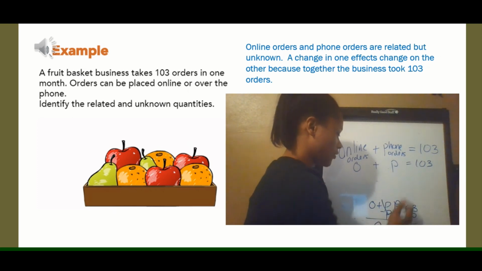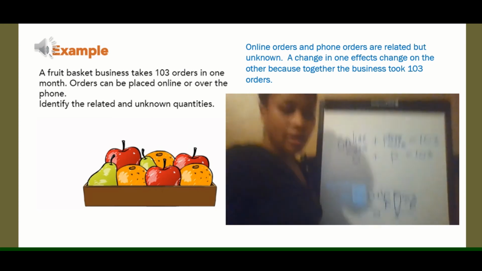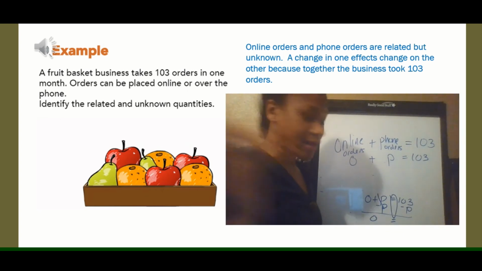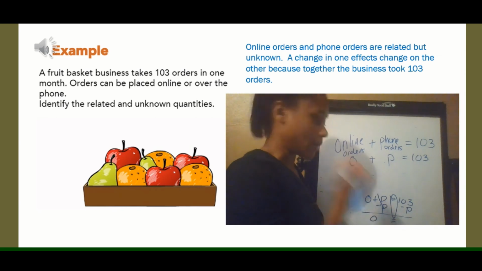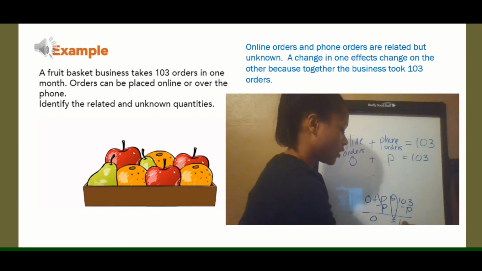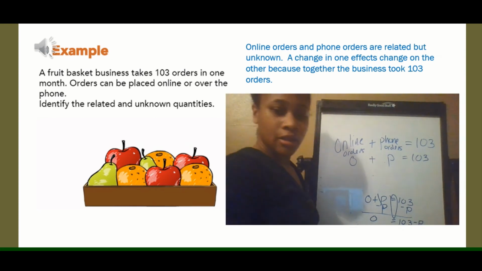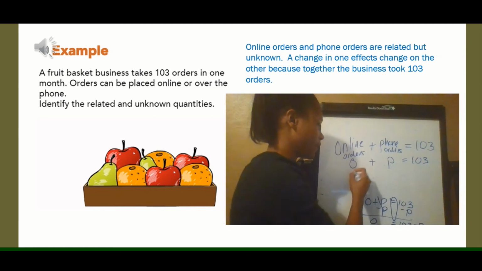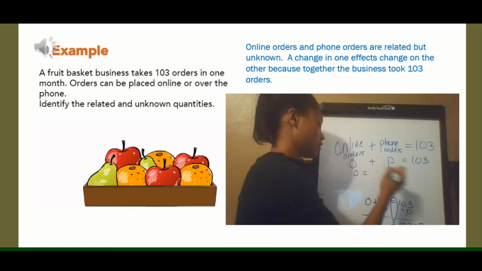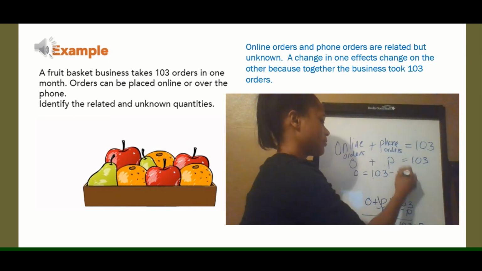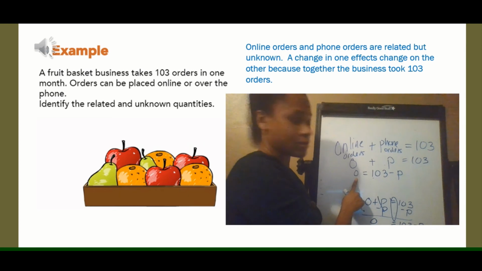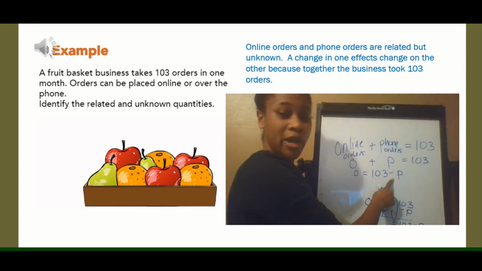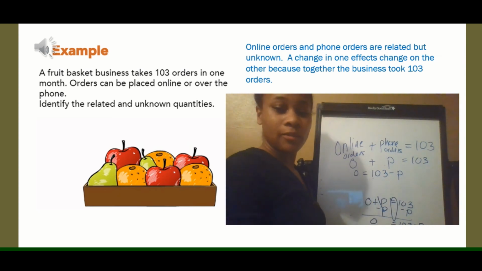And then I'm going to be left with O is equivalent to, and since these are not like terms, I cannot combine them because I have a constant and a variable. So I will write 103 minus p. So we can see if we solve for the variable and maintain equivalency, we have our equation: O is equivalent to 103 minus p. So if we want the number of online orders, we can start with 103 and then subtract the phone orders, and the rest is going to be the online orders.